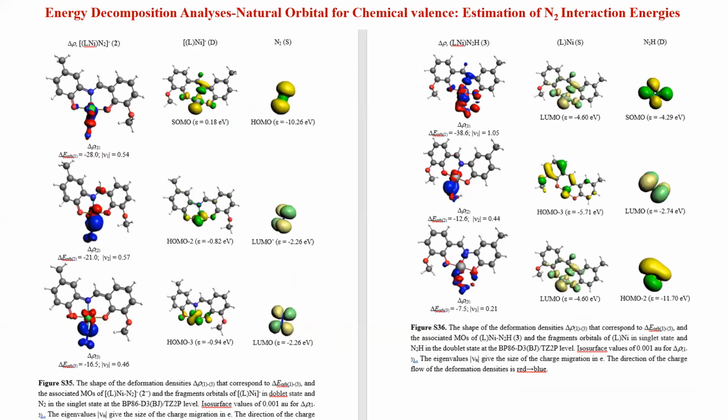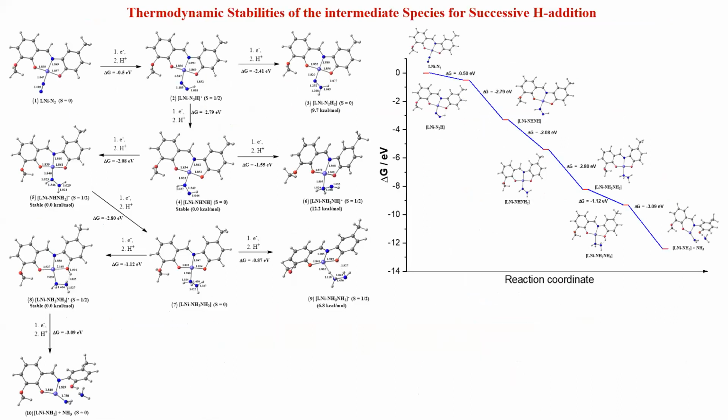Okay, and this is for the anionic species with the nitrogen, and with the protonated one also. And then we have studied the subsequent proton addition to prove whether it is going through what we call the distal or alternating path, and we found that the thermodynamic energies for these reduction steps are favorable, they are negative.